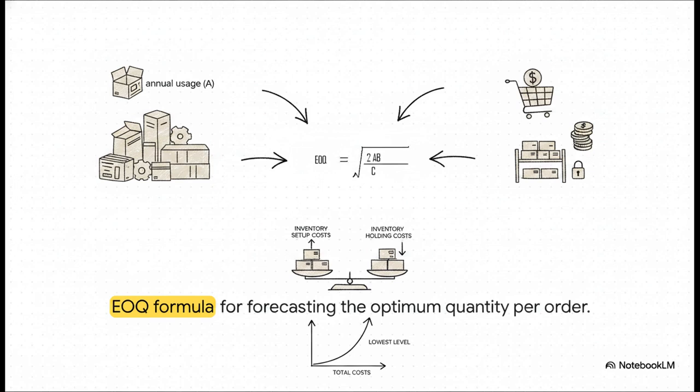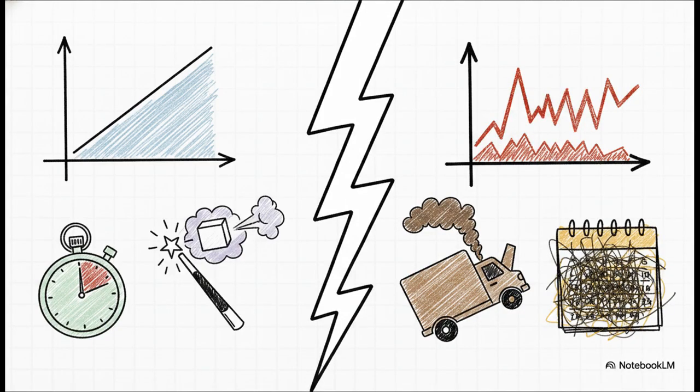Let's actually calculate it to see it in action. Say you use 1,000 boxes a year, placing an order costs $10 and holding a box costs $2. Plug those in and this formula quickly tells you to order exactly 100 boxes at a time. Simple, right? But, we have to be realistic here.